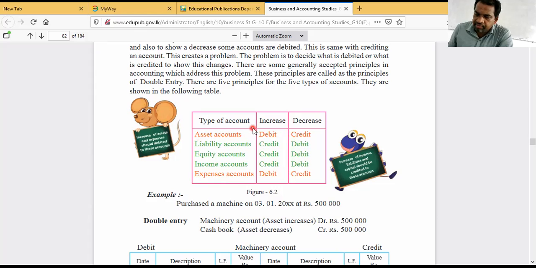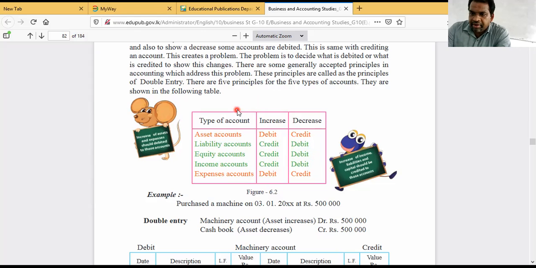When there is an increase in asset, we have debit. And when there is a decrease in asset, we have to credit to the asset account. Likewise, when there is an increase in expenses, we have to debit to expense account. When there is a decrease in expenses, we have to credit to expense accounts. So you can easily remember, asset accounts and expense accounts have got the same principle: increase debit, decrease credit. Right.